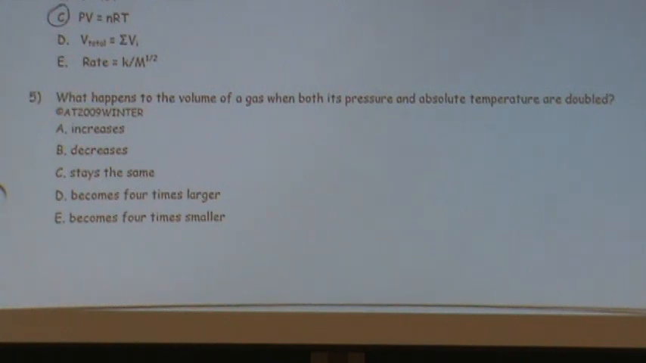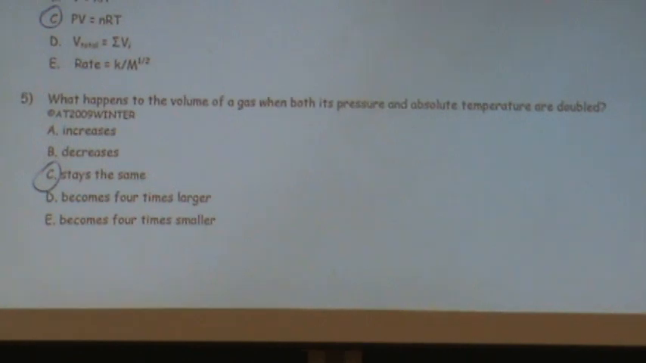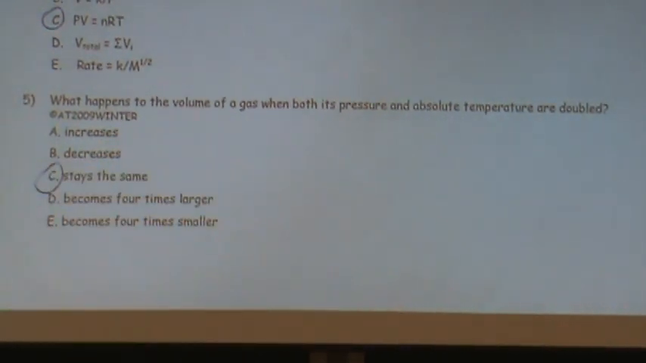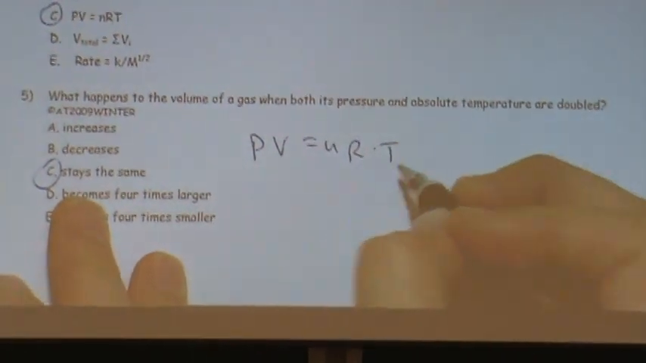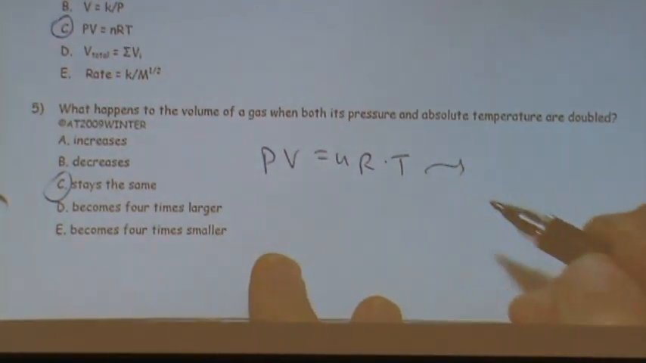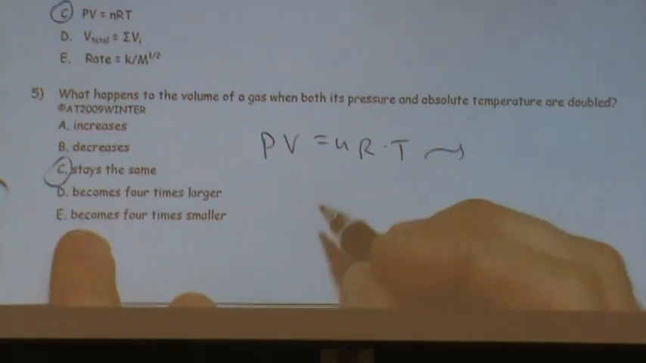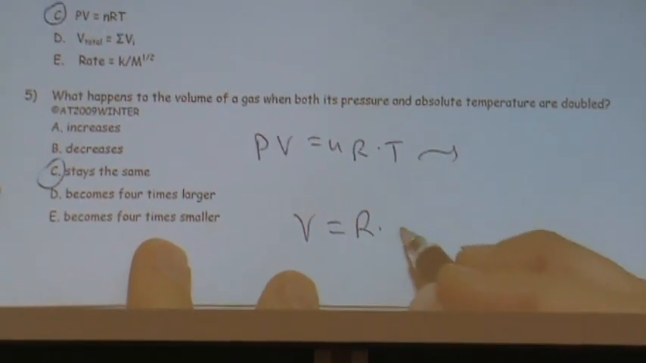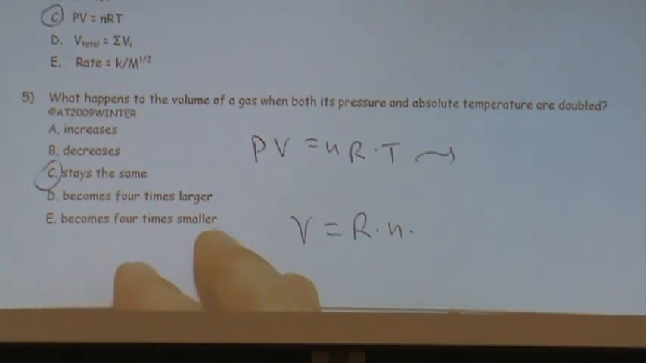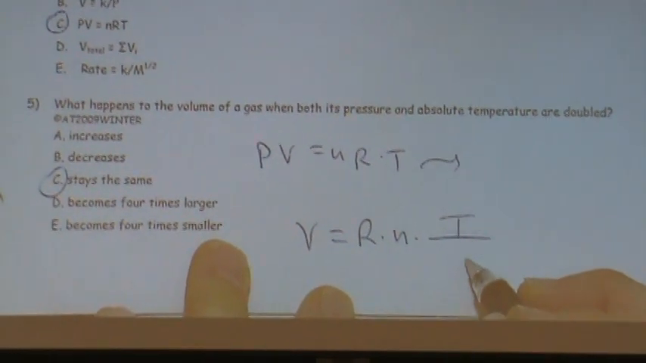B, C. Oh, great. Okay, so you got it right. How did you do it? Very easy. You go to the equation, right? And you want to know what happens to volume, so you solve for volume. Volume is going to be equal to rate constant times the number of moles times the temperature divided by the pressure.